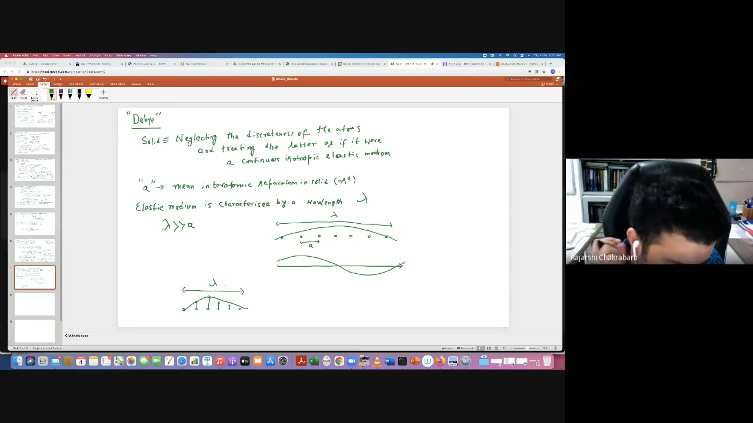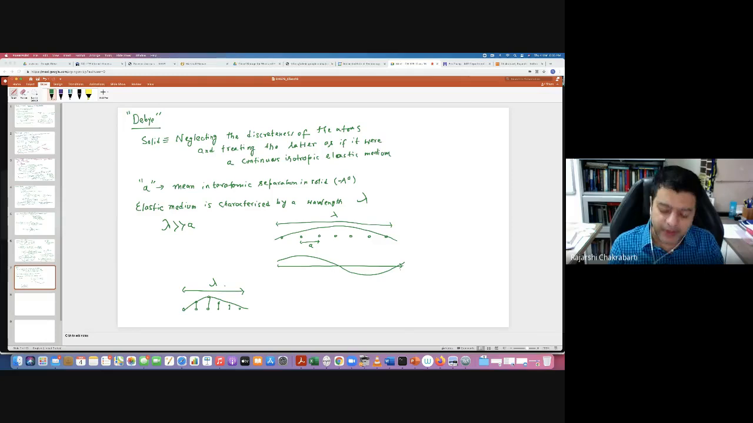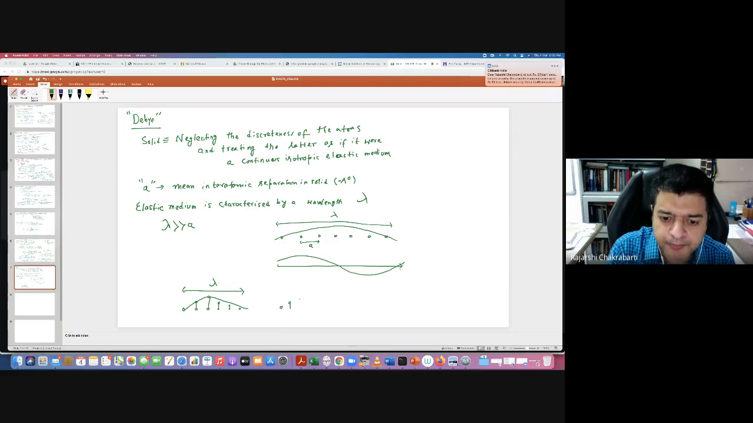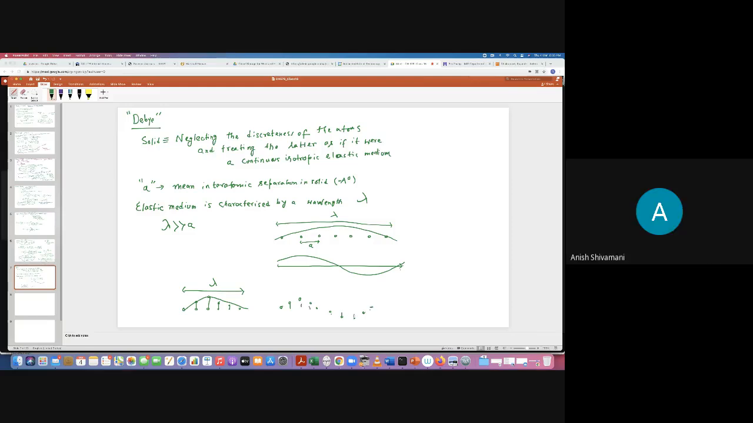Is this clear? This is a very qualitative and hand-wavy way of explaining things, but this is how it is. They are collective oscillations. Each atom can oscillate, but they can also vibrate collectively, and these collective oscillations would have some wavelength. There could be different types of collective oscillation. Another type would be something like this.